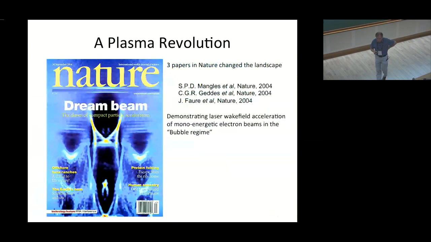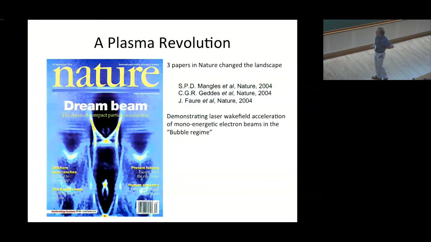Everything changed about 2004. There's a remarkable paper, three papers in one journal, Nature. It was a plasma revolution, people call it. What happened was that there were three groups. There was Victor Malka's group, which is at the bottom here. He always sort of gets to the top in most publications, but in fact, this is the correct way the papers were received.